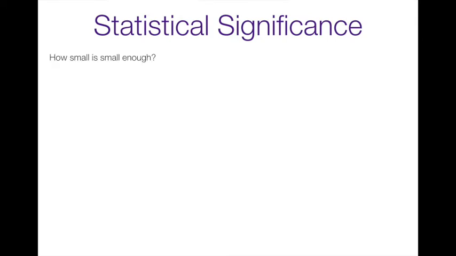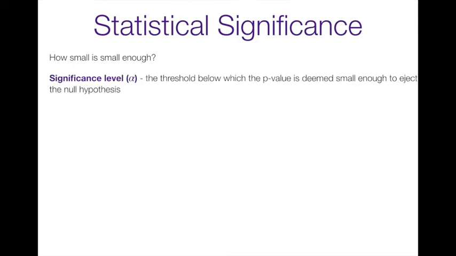So now we need to think about, well, how small is small enough? If we have 2 different numbers, we know which one is providing more evidence, but how do we know when we have enough evidence? And that's going to be related to this idea of a significance level. So here's a new vocab word and a new symbol. Our significance level, we usually denote it with an alpha. It's the threshold below which the p-value is deemed small enough to reject the null hypothesis. Apologies for the typo there.